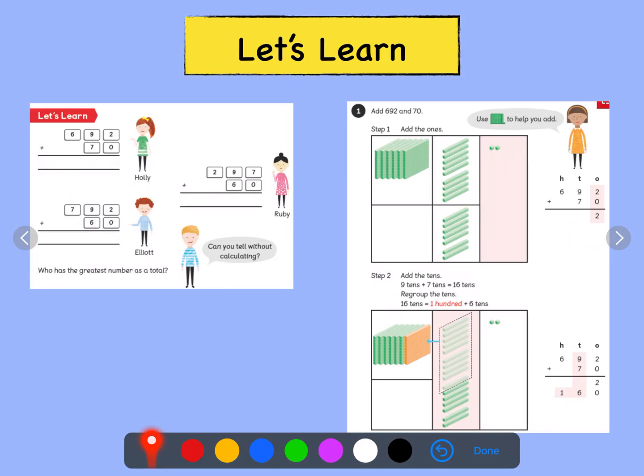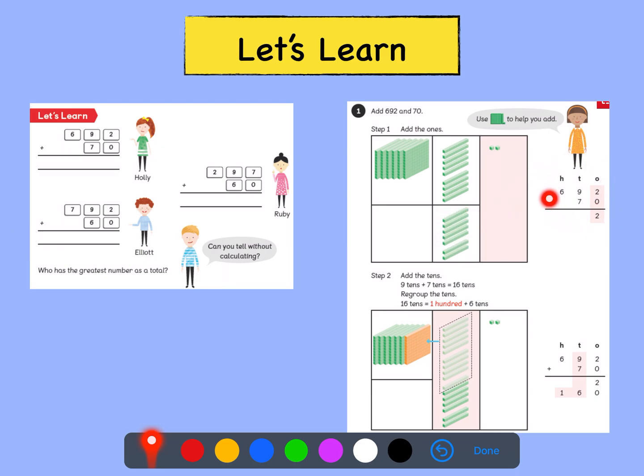So let's learn. Here we're going to look at the column addition method. Okay, so we have our numbers in the correct places: our hundreds, our tens and our ones. 629 add 70. Let's look how they did that. So over here we've got our hundreds. How many hundreds do we have here? 6. How many tens do we have? 9. And how many ones do we have? 2. Down here we have 7 tens and 0 ones.